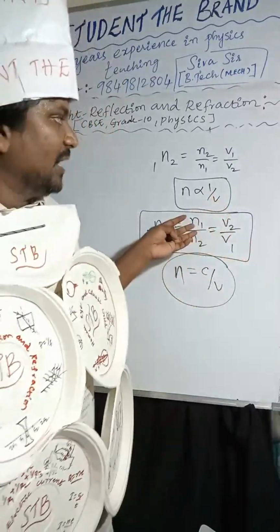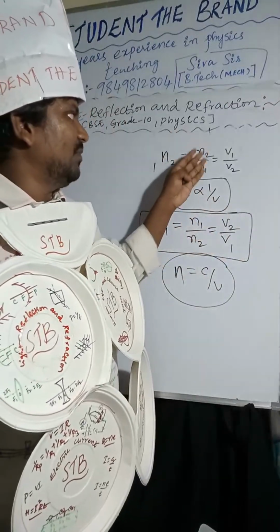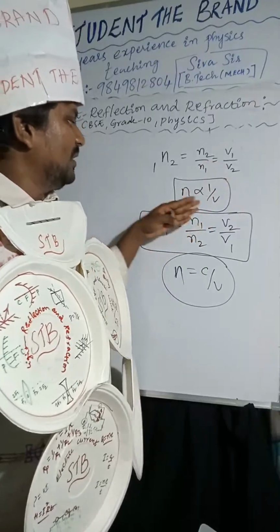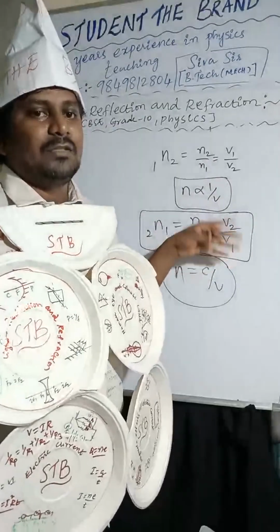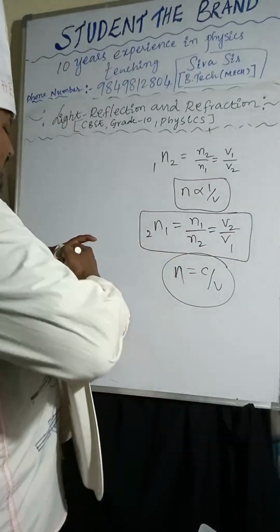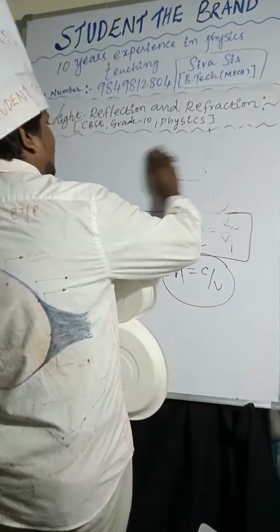So relative refractive index, if you are taking N21, equals N2 by N1, that is V1 by V2. N is inversely proportional to velocity. N12 equals N1 by N2, that is V2 by V1. So this is about relative refractive index. Based on this, a few problems we will discuss now.